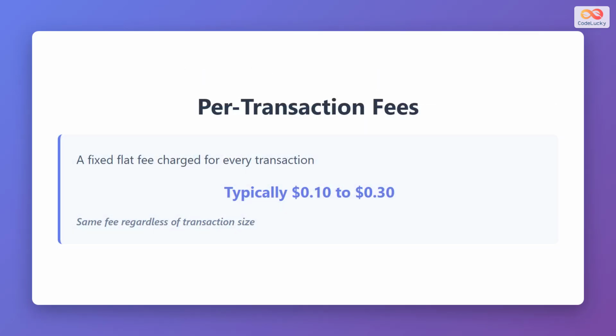The per transaction fee is a fixed flat fee charged for every transaction you process. This fee typically ranges from 10 cents to 30 cents per transaction. Unlike the percentage fee, this fixed fee stays exactly the same whether you're processing a $5 sale or a $500 sale. It's a constant cost per transaction.